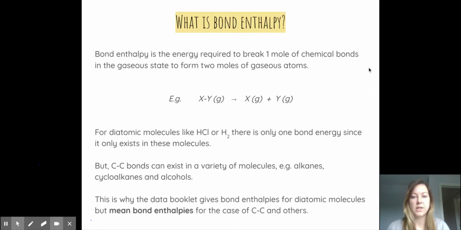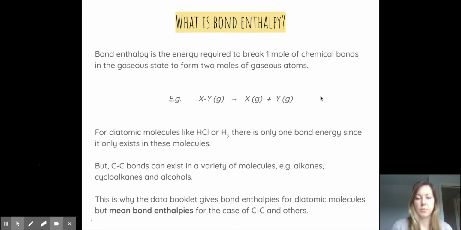So first of all, what actually is bond enthalpy? Well, it's the energy required to break 1 mole of chemical bonds in the gaseous state to form 2 moles of gaseous atoms. So for example, here we have XY as a compound with a bond in the middle. Remember, everything has to be gases. So this here is being broken into 2 individual moles of atoms.